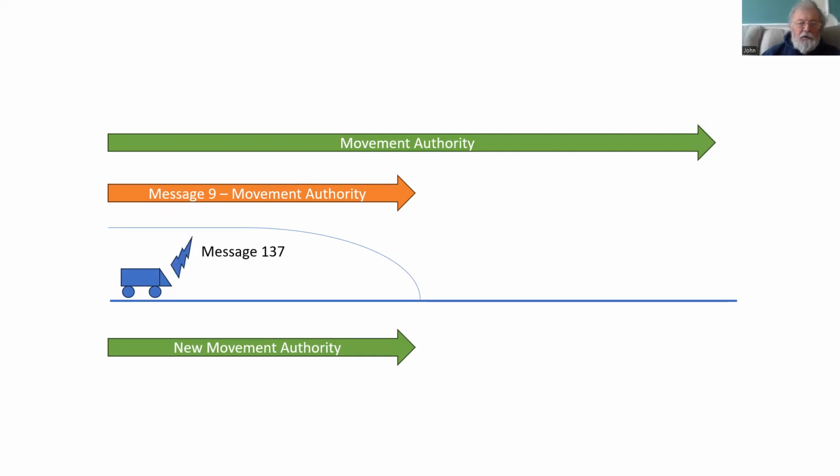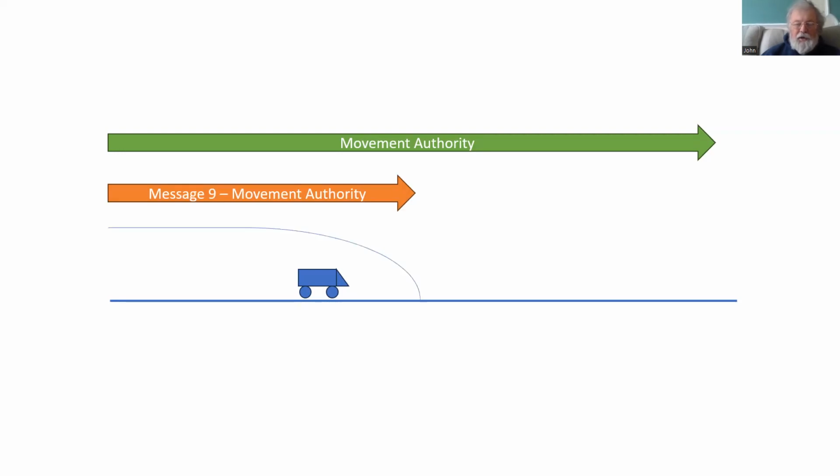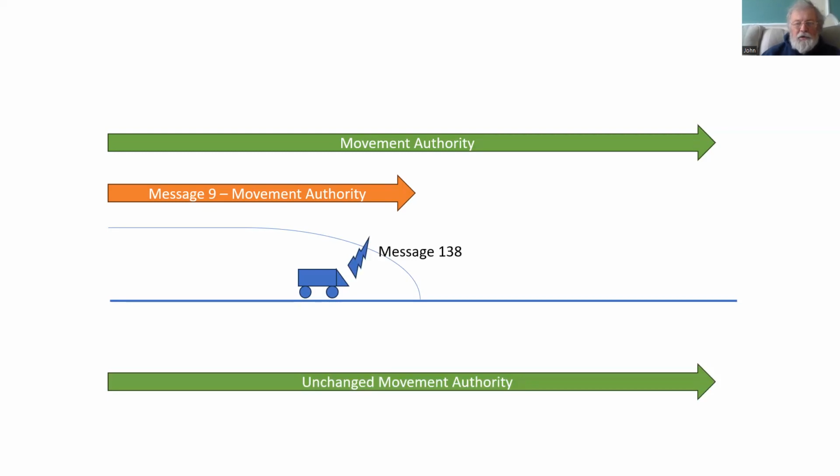And because it has calculated that it can stop, it will send back message 137. If, however, the train was further on through the route, when message 9 arrives, and it does the calculations, it realizes that it can't stop at the new end of authority, and is likely to pass it and therefore trip. Therefore, it sends a message 138, rejecting the proposed change of movement authority and regards the previous movement authority as still applying. It's unchanged.